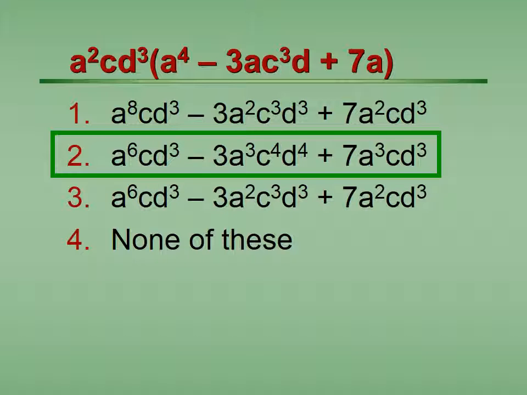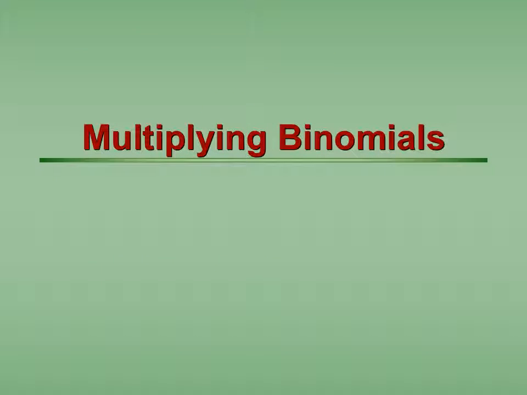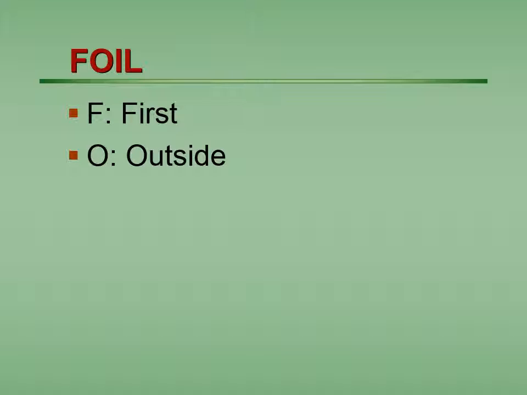Now let's talk about multiplying binomials. In your textbook, you will see the FOIL method. And the FOIL method is when you have two binomials. Remember, binomials means two terms. So a two-term times a two-term. In order to multiply them together, you multiply the first terms together, the outside terms together, the inside terms together, and then the last terms together.